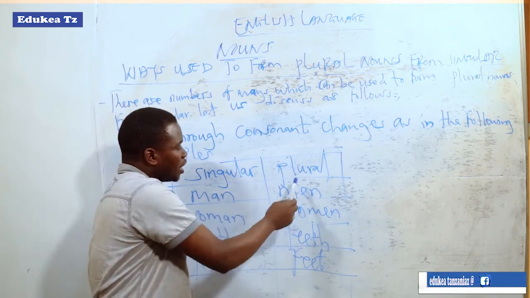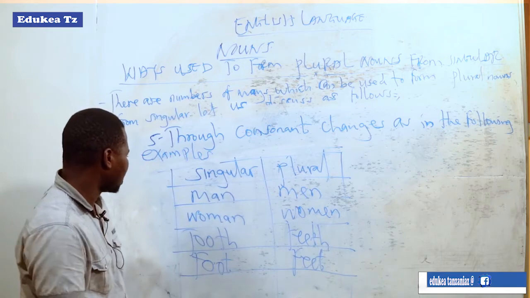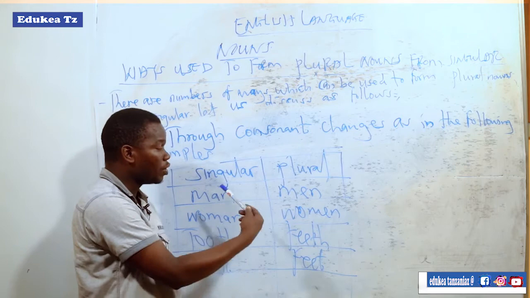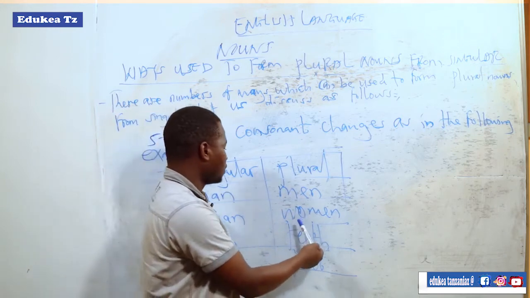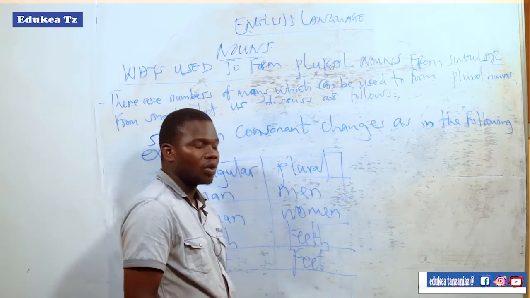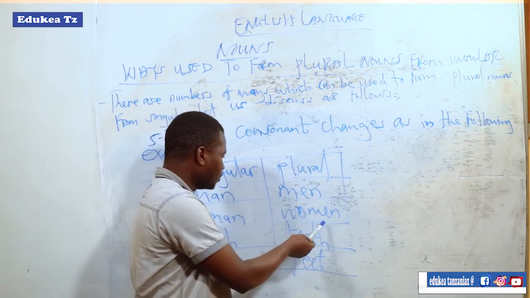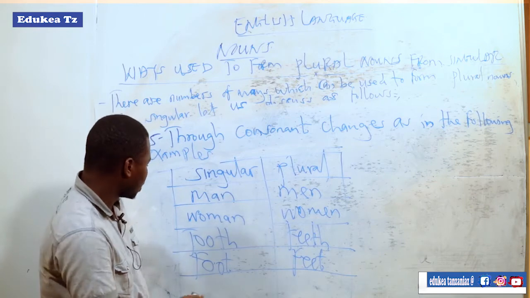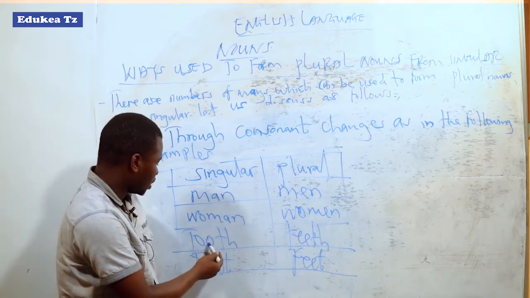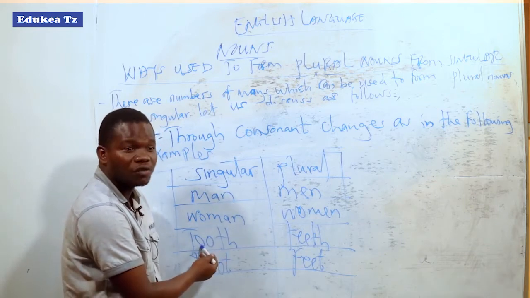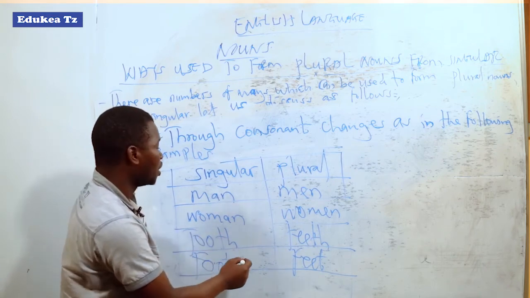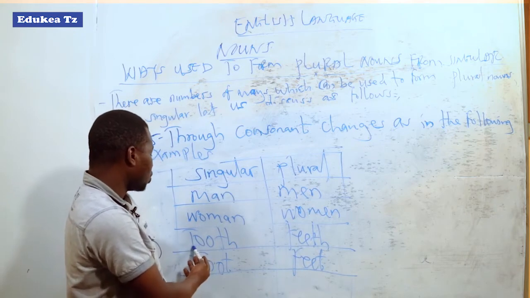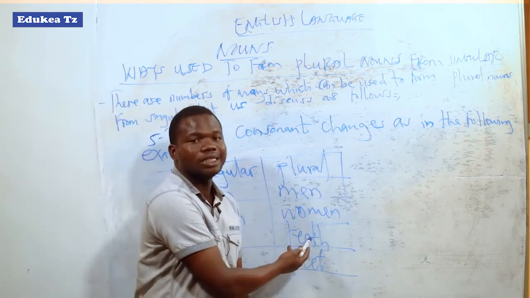A becomes e. Again, you have another example like woman. The plural form of woman becomes women. So again, a has become e. Again, you have other words with the long o, that is to say double o. So we have to change those double o into double e, or long e. As for this word, tooth becomes teeth.